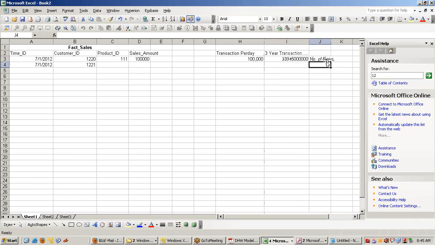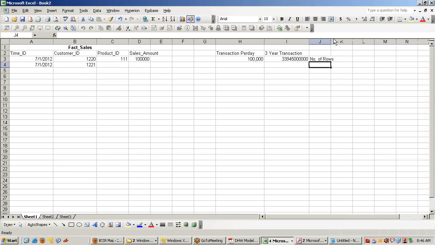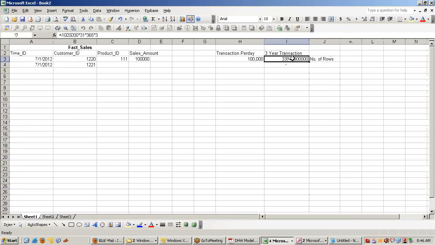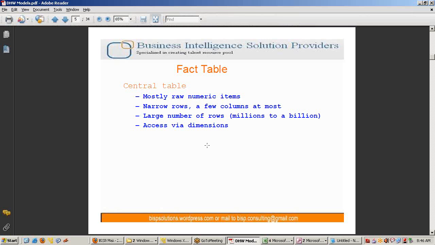So you see the volume of the fact tables is often very huge. It's very lengthy. These many rows you have for 3-year data. In case you are managing everyday details, day wise, it is very narrow.